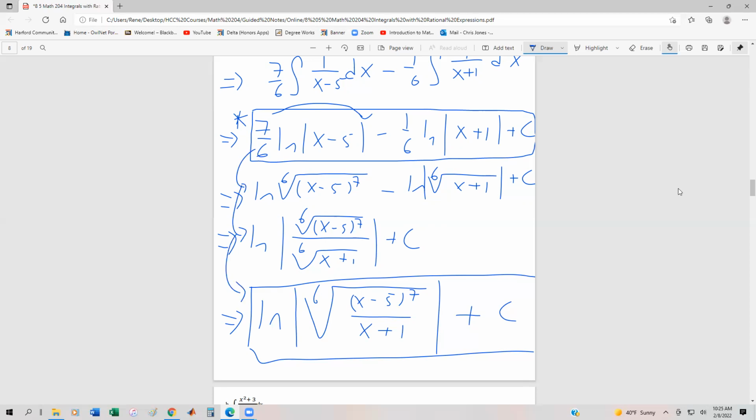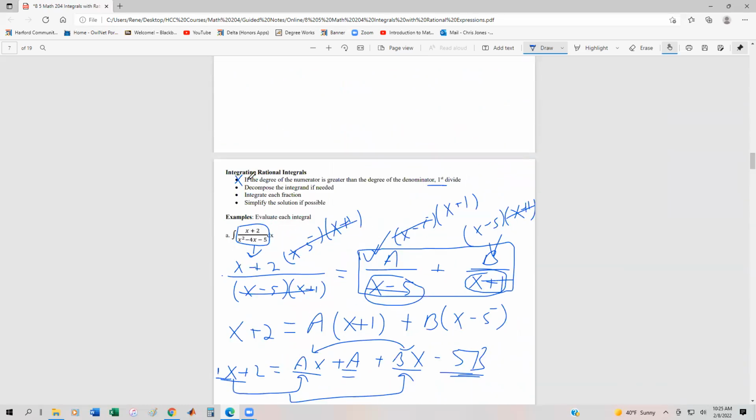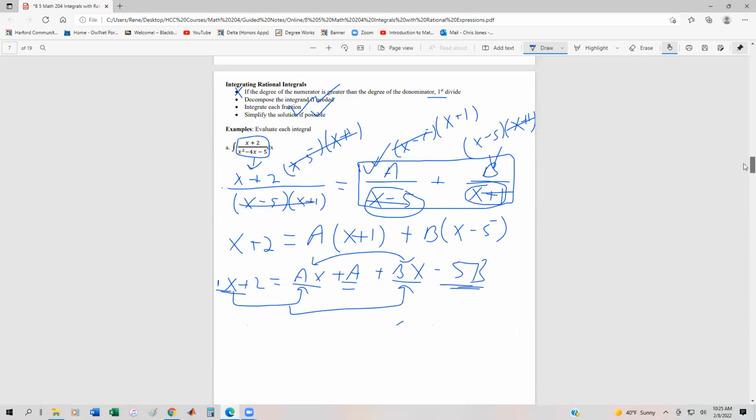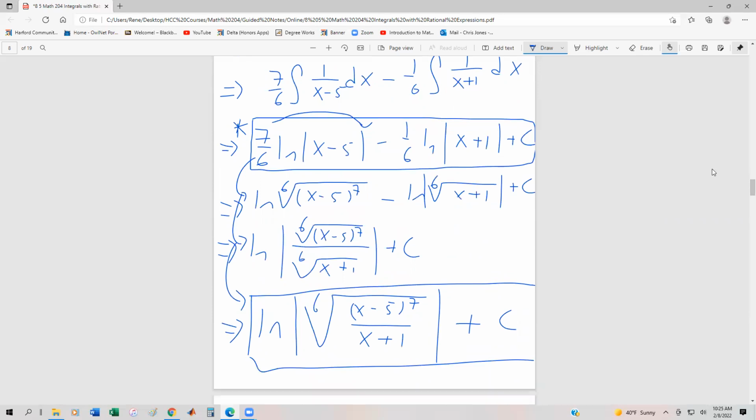Okay, so rehashing this. First step, we determined if the degree of the numerator was greater than the degree of the denominator. It wasn't. Then we did the decomposition. Then we integrated, and then we did all the logarithm rules to finish this out. Okay. In the rest of the videos in this section, we're just going to do a lot more of these types of problems of increasing rigor.